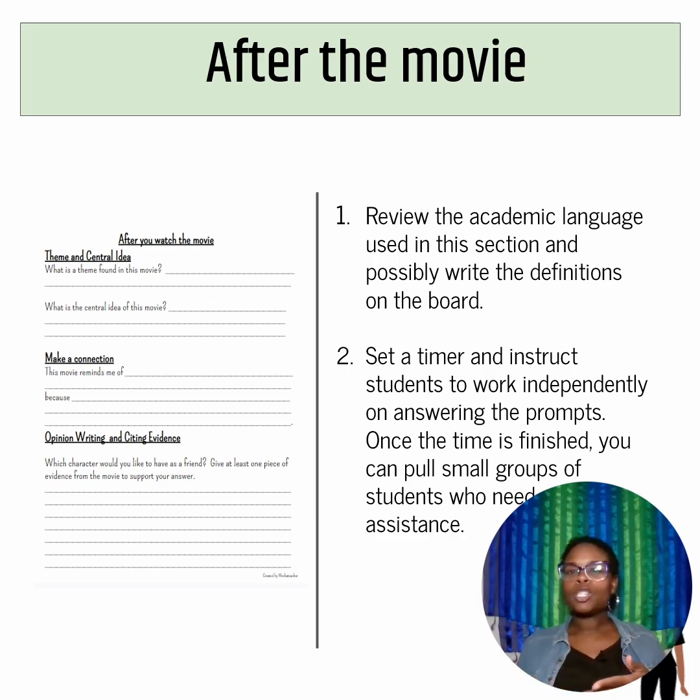I also go over central idea, and the way I teach that is I just say it's the who and the what. So, who was the movie about? What were they doing? The reason I make them keep the central idea to one sentence is that if not, they'll write almost a paragraph, which turns more into an objective summary as opposed to just a central idea. So that's why I just teach them the who and the what.